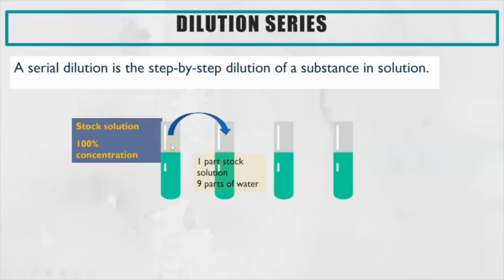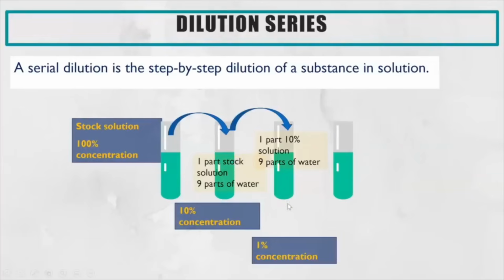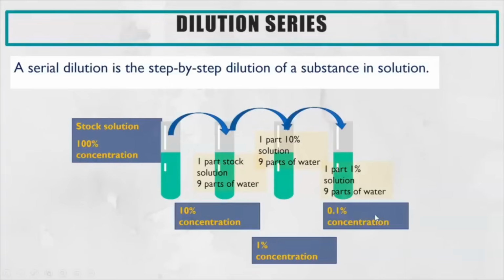So first of all, I'm going to take 1 part of the stock solution and mix that with 9 parts water. And in doing that 1:9 ratio, we've now diluted it tenfold. So we've gone from 100% to now a 10% concentration. And we continue to do this step by step. So if we repeat that process, we'll then end up with a 1% concentration, repeat it again, we'll then have 0.1% concentration. And in between each time, you do have to mix it thoroughly.